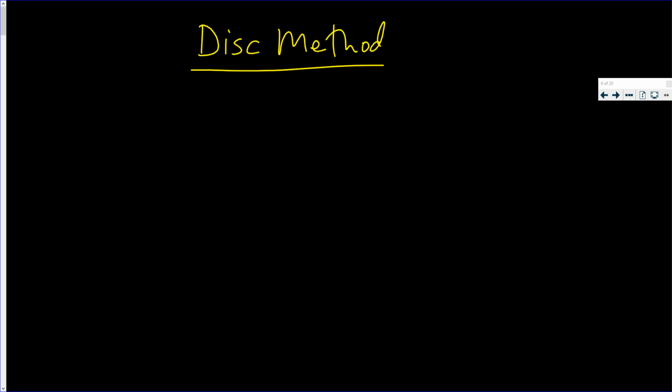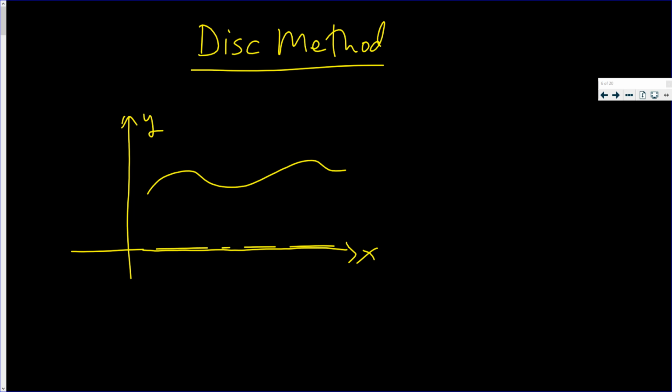We're going to talk about the disk method. Here's your X and Y axis, and let's suppose we have that curve going from A to B. And we want to know what the volume is going to be if you revolve this around the x-axis.